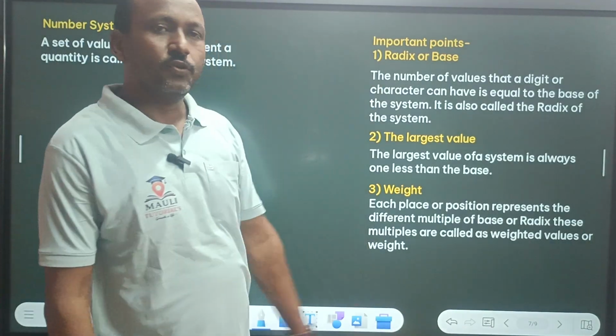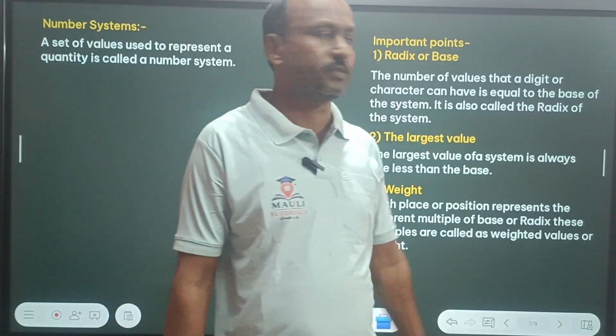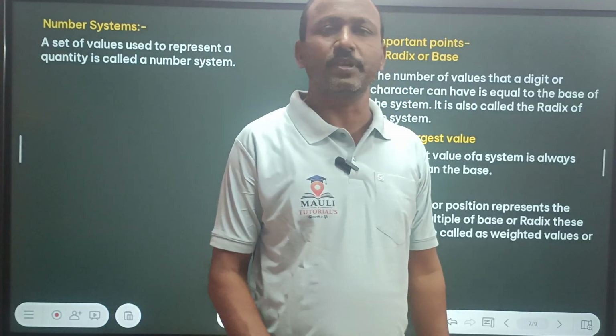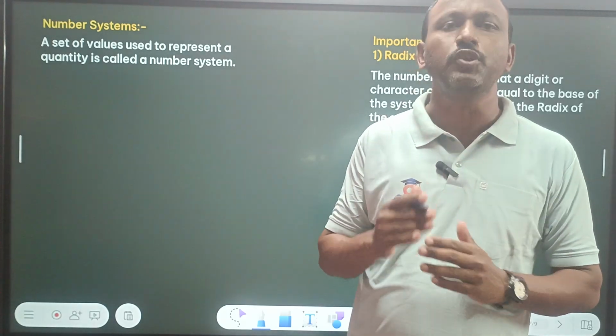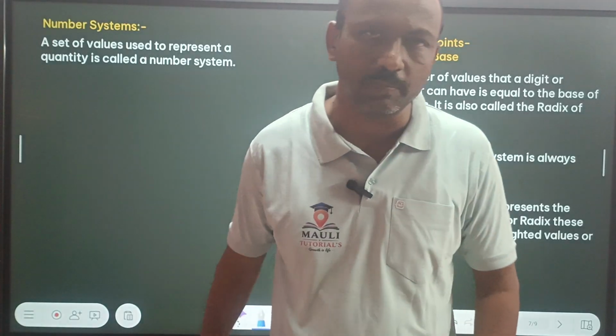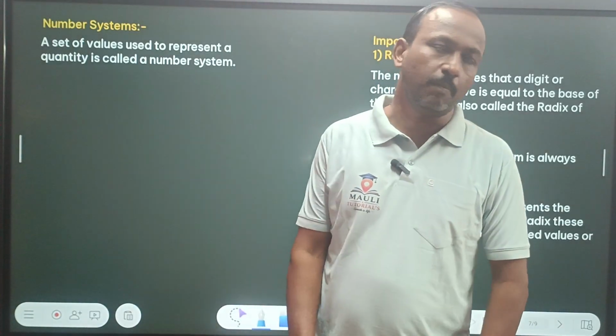So this is the definition of the radix or base of the number system. The numbers or the values that can be used to represent the quantity. The values or the numbers which can be used to represent the quantity are called the base of the system, and the base of the system is also called the radix of the number system.